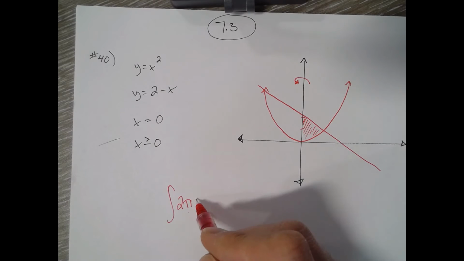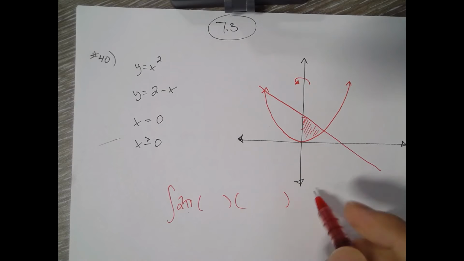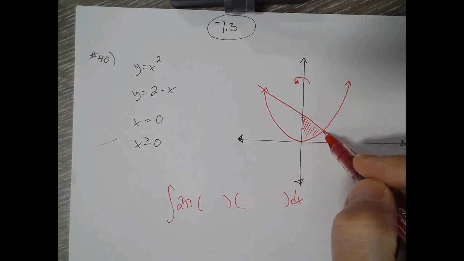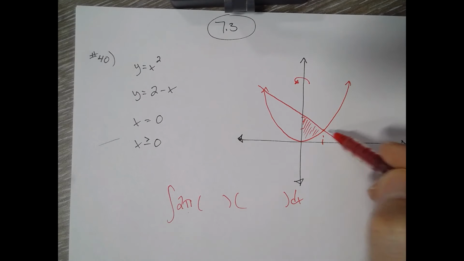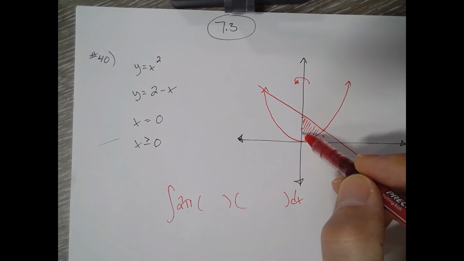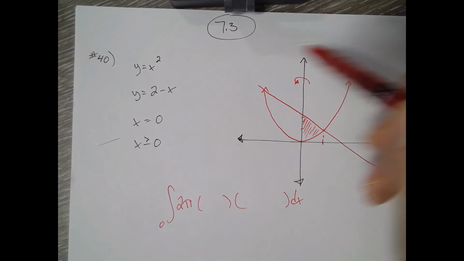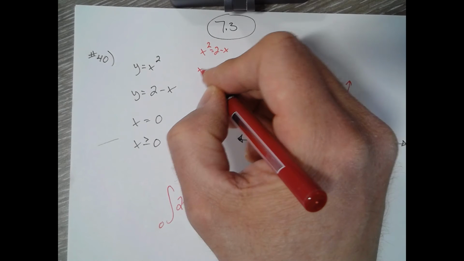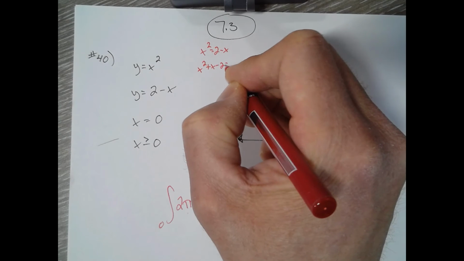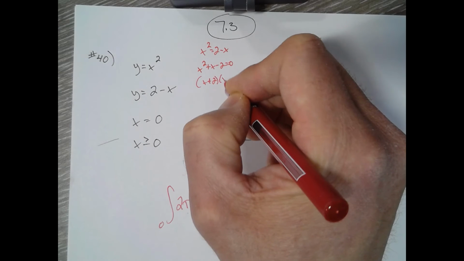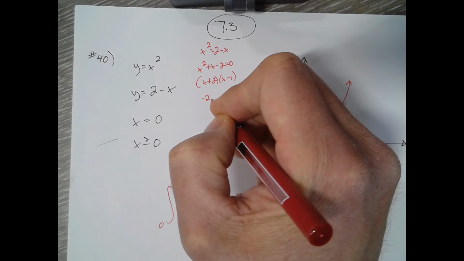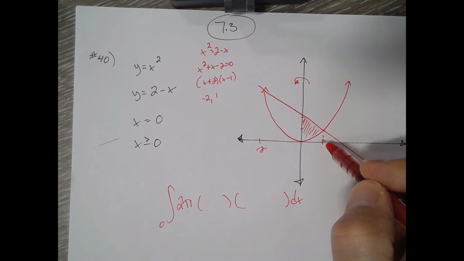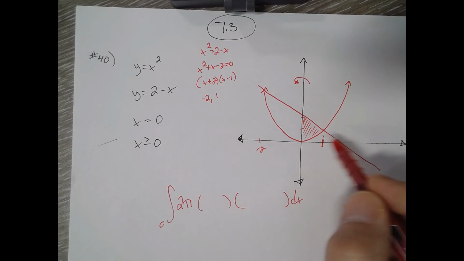So 2 pi r h, it's a vertical, so it's dx. We need to know what this x value right there is, because we're going from 0 to whatever that is. So if we set those equal to each other, x squared equals 2 minus x. So we got negative 2 and 1. This would be negative 2 and this is 1. So we're integrating from 0 to 1.